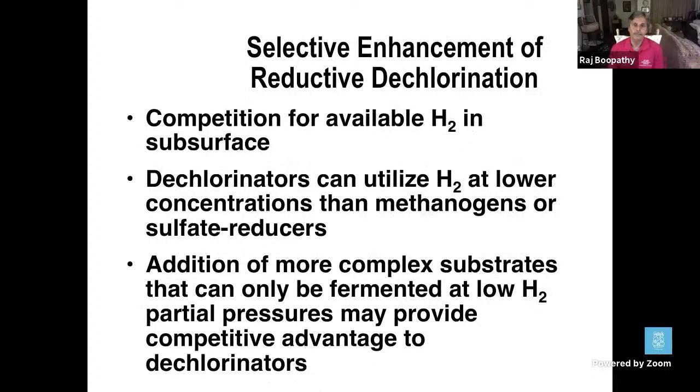So here is again the example of selective enhancement of reductive dechlorination. The competition for hydrogen in the subsurface is big because most of the time the hydrogen can be used by other organisms, like methanogenic bacteria that can use the hydrogen to convert it to methane gas, and sulfur-reducing bacteria. So you need to have this hydrogen partial pressure and hydrogen balance, and you want to make sure this competition is not going to inhibit your dechlorination process. So that's another tightrope you need to walk when you're doing this kind of cleanup.